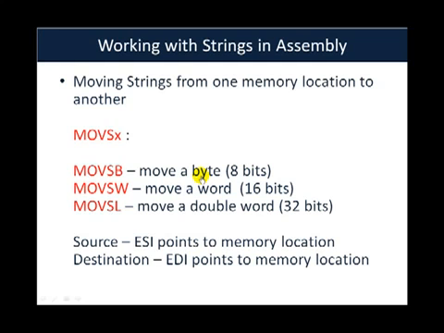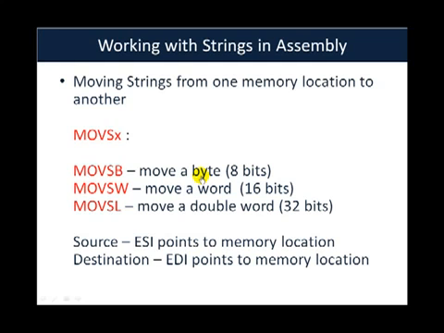Now, one of the very basic operations one would want to do with strings is to copy them from one memory location to another. In order to do this, we have the MOVS series of instructions. Think of MOVS as an abbreviation for move string, and the Intel 32 architecture actually provides this series of instructions specifically for strings.